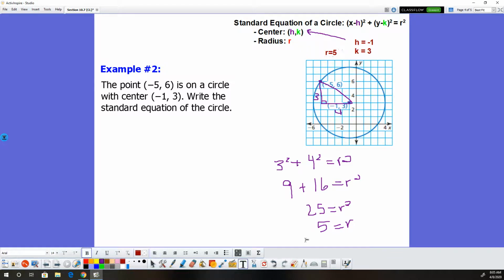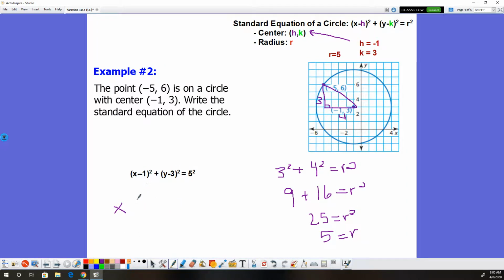All right, so now let's put this into the standard equation of a circle. I'm just going to copy this down here. Okay, well, my h, guys, is -1. My k is 3. And my r is 5.